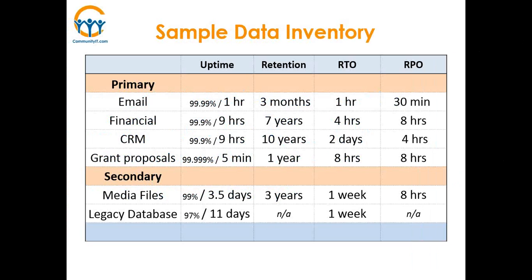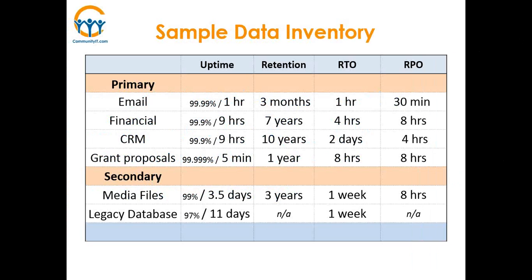But if a system goes down, we can't afford to lose more than an hour's worth of email, and we really need it back within 30 minutes. So that can help drive some of those decisions in terms of what email system do we need to move to that can give us that level of RTO and RPO.